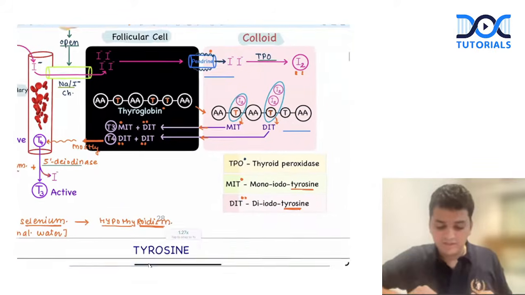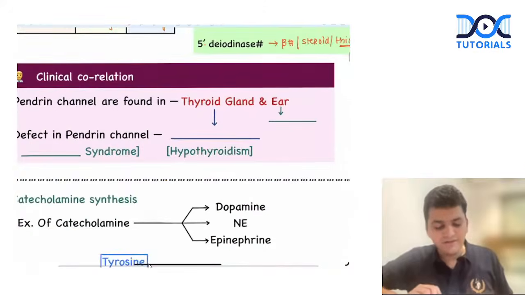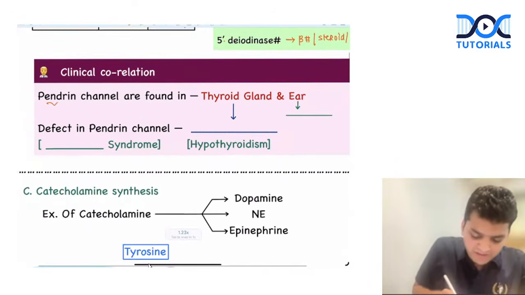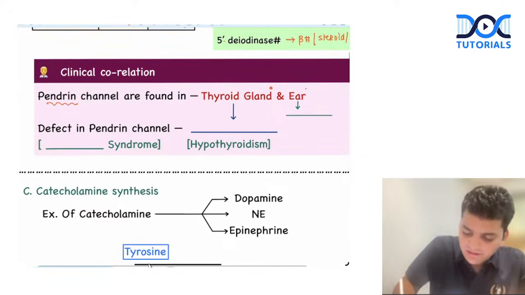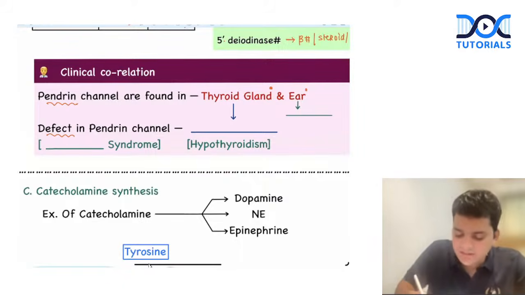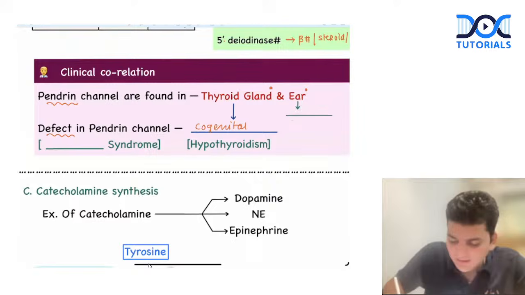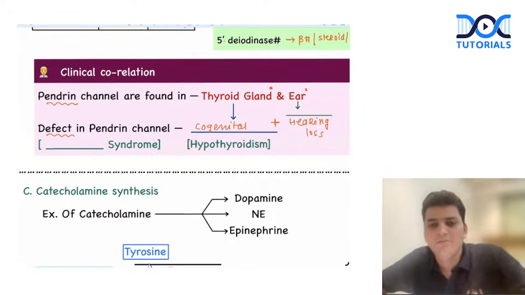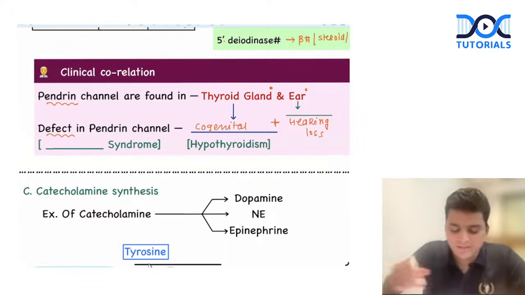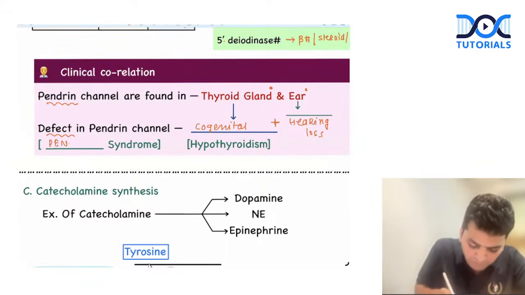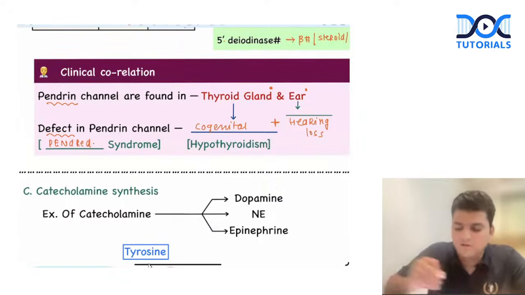So by chance, if there is a child and his pendrin is not working, the pendrin channels are found at two places, the thyroid gland and ear. If there is a defect in the pendrin channel, the thyroid gland will not work, means this child will have congenital hypothyroidism, and the child will also have the hearing loss because the pendrin channels are required in the ear also. So if a child is having congenital hypothyroidism with hearing loss, it means it is a defect of the pendrin channel. It's called Pendred syndrome.